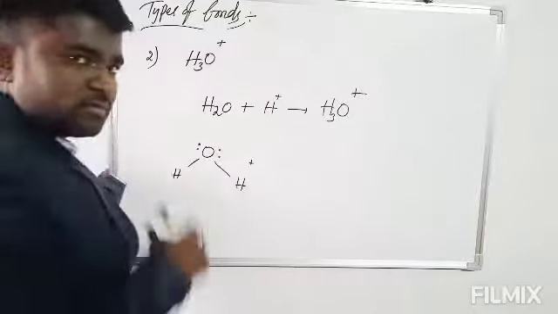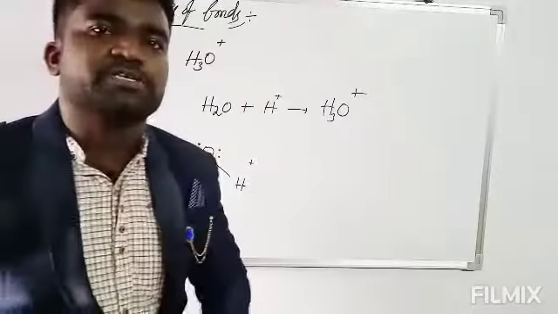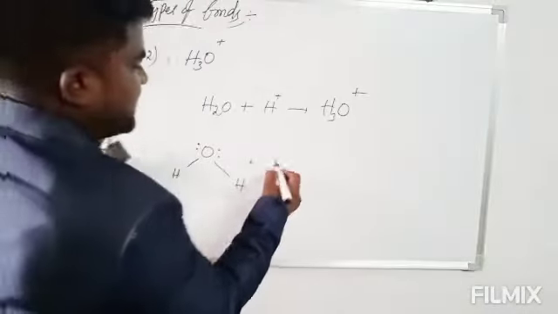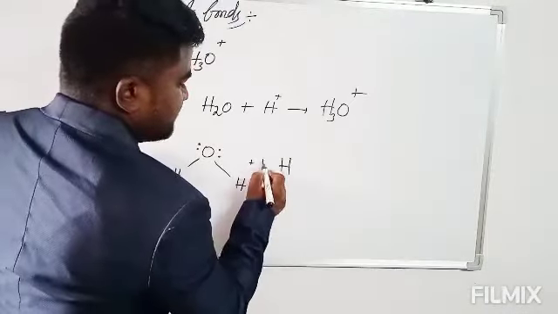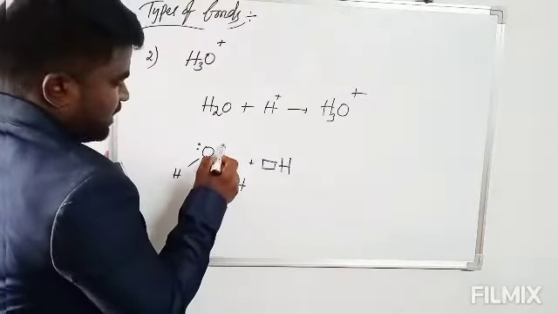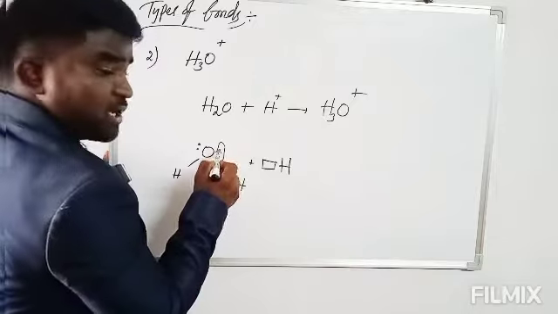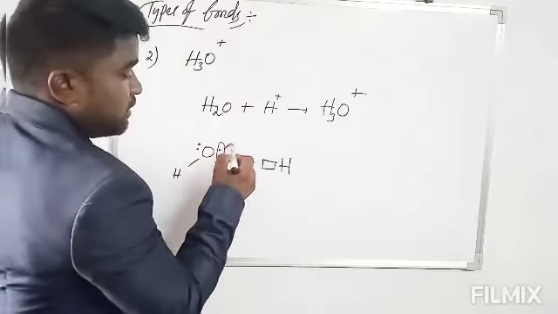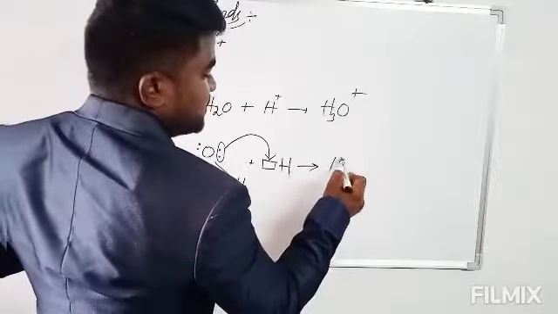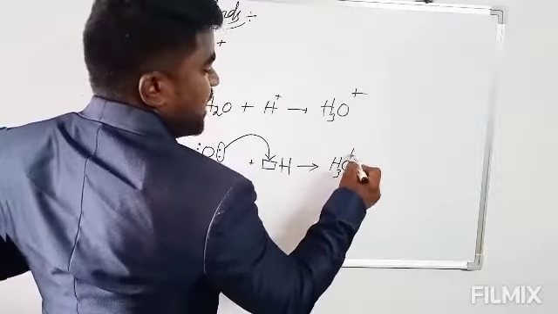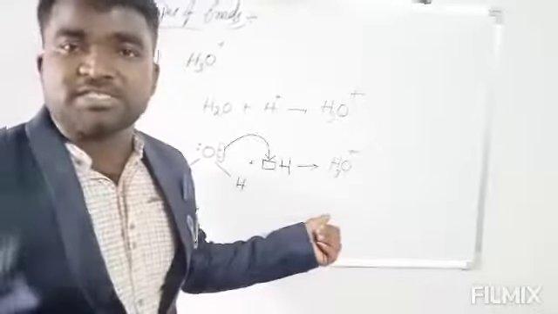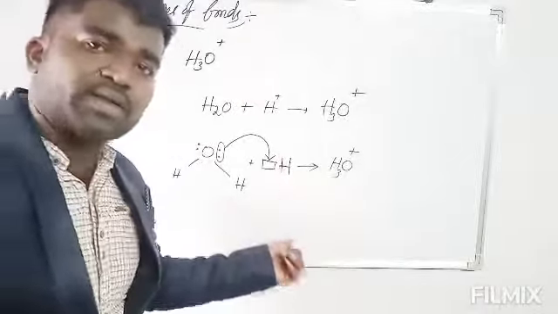Then H+. H+ means it is a proton; there is no electron. So the hydrogen has an empty orbital. Now one lone pair is donated by the oxygen and received by the hydrogen. As a result, the H3O+ hydronium ion is formed like this. This is an example of a coordinate covalent bond.